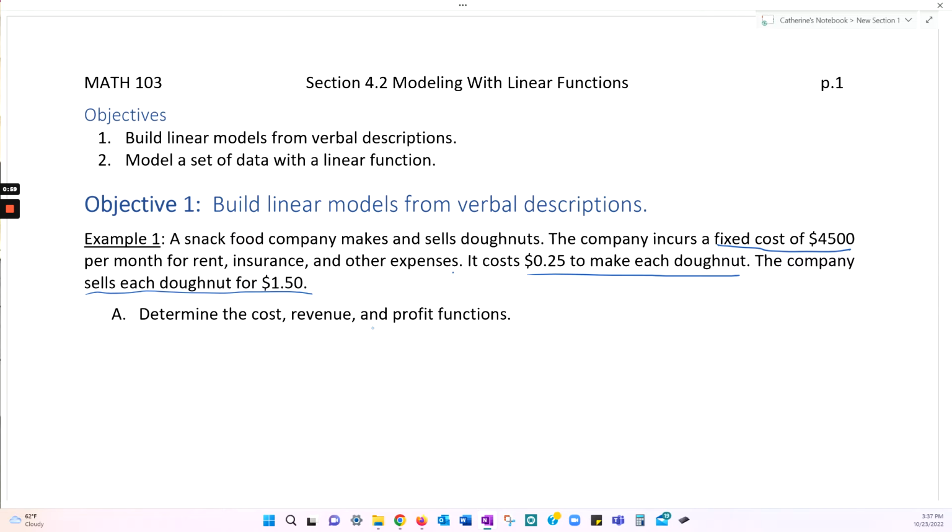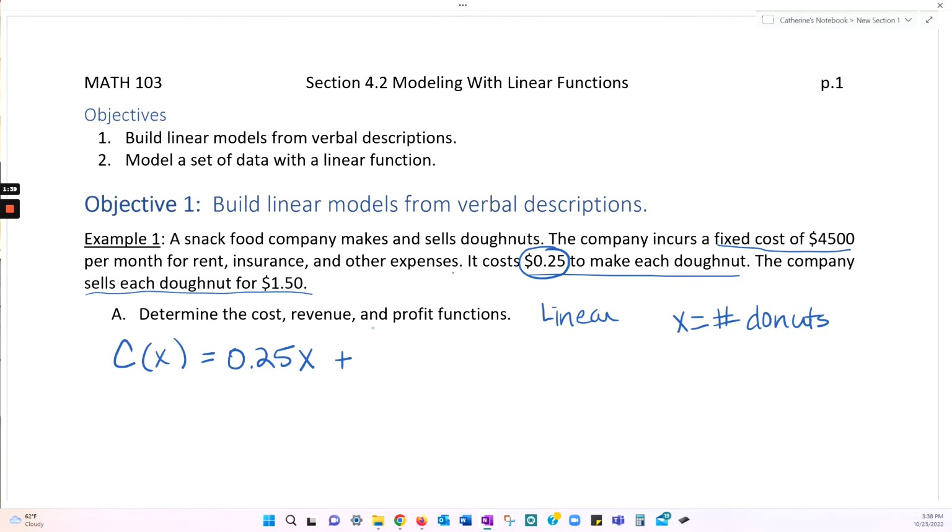Part A, determine the cost, revenue, and profit functions. And so we're going to assume that all of these are linear. We don't have really anything to tell us otherwise. So the cost, let's call that C for cost, C of X. So X is going to be like number of donuts. I'm going to spell it the short way down here. Okay, so cost is always going to be how much it costs to make one donut times X, so 0.25 times X, and then plus the fixed costs.